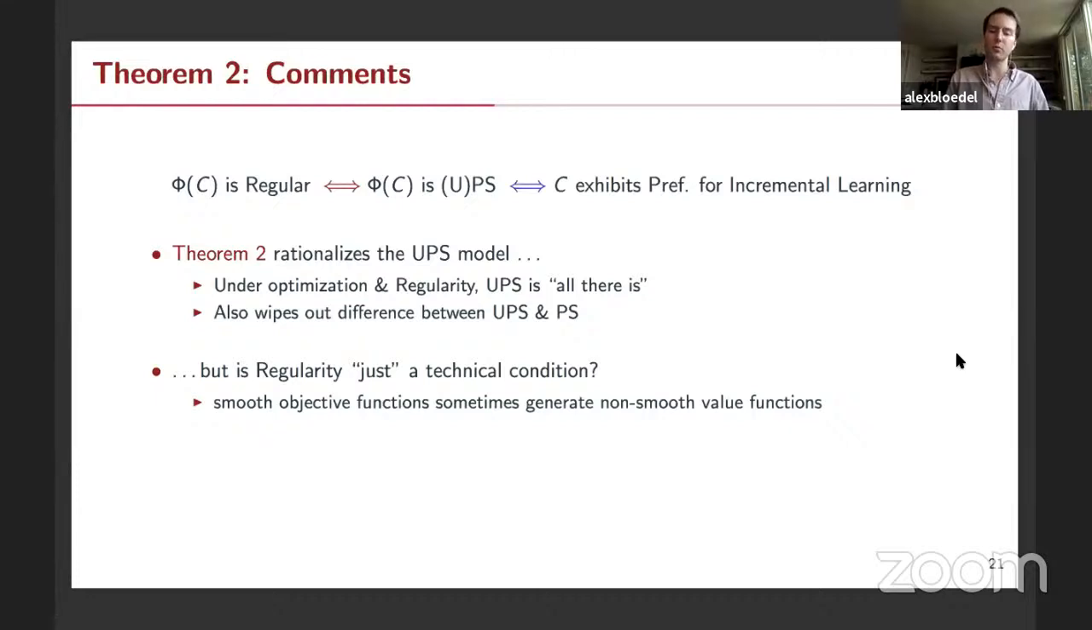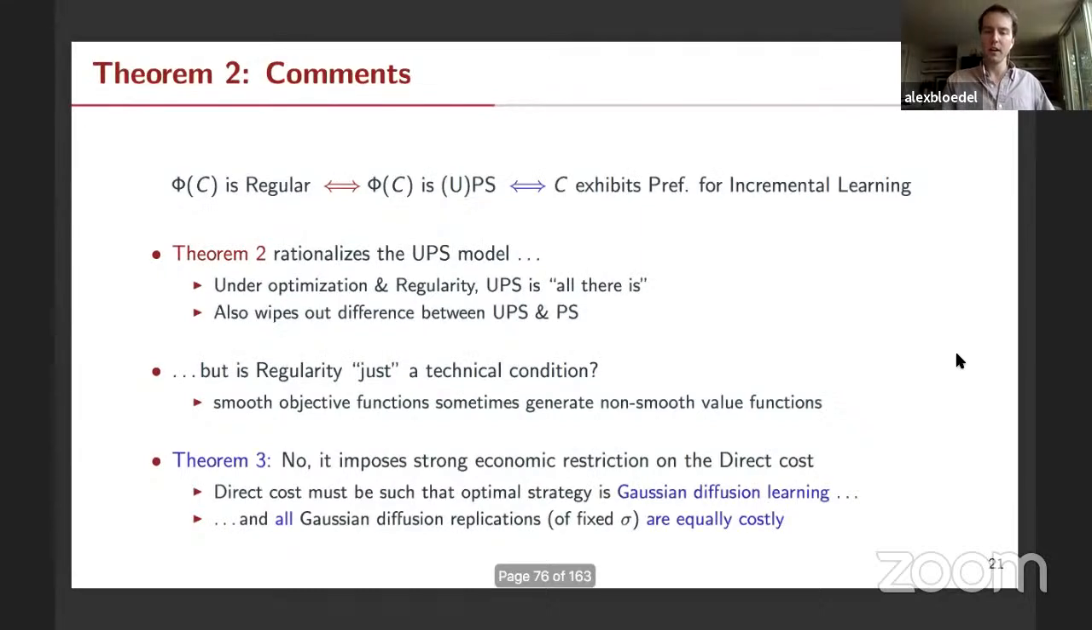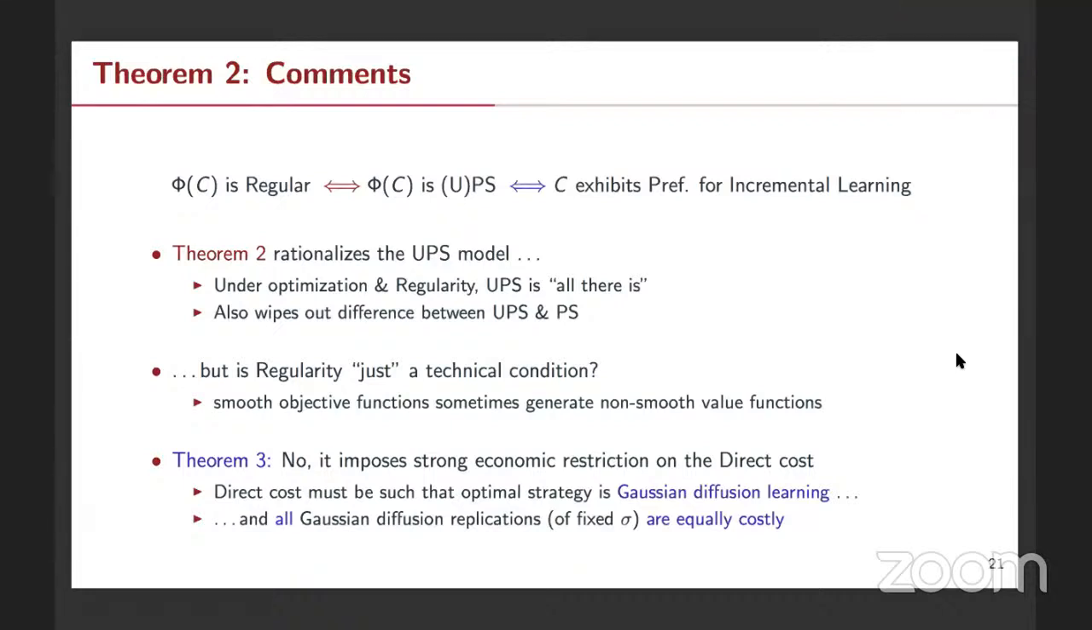And there are lots of examples where you can start with a smooth objective function, in this case, a smooth direct cost, and end up with a non-smooth value function or a non-smooth indirect cost. So is this condition really just technical? The next theorem says no, it's economically substantive. And we formalize this again by showing that the UPS model is equivalent to saying that the direct cost is such that the optimal sequential strategy involves observing only Gaussian diffusion signals. And moreover, every such strategy holding fixed the experiment is equally costly.